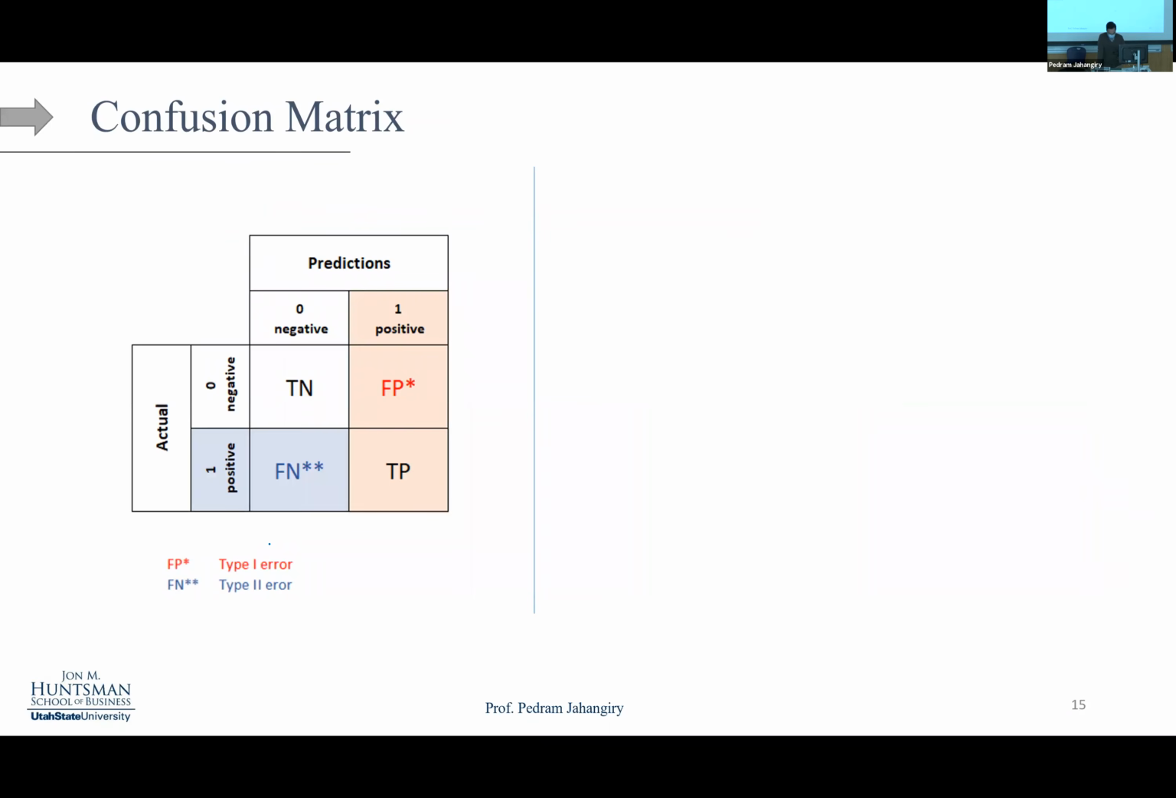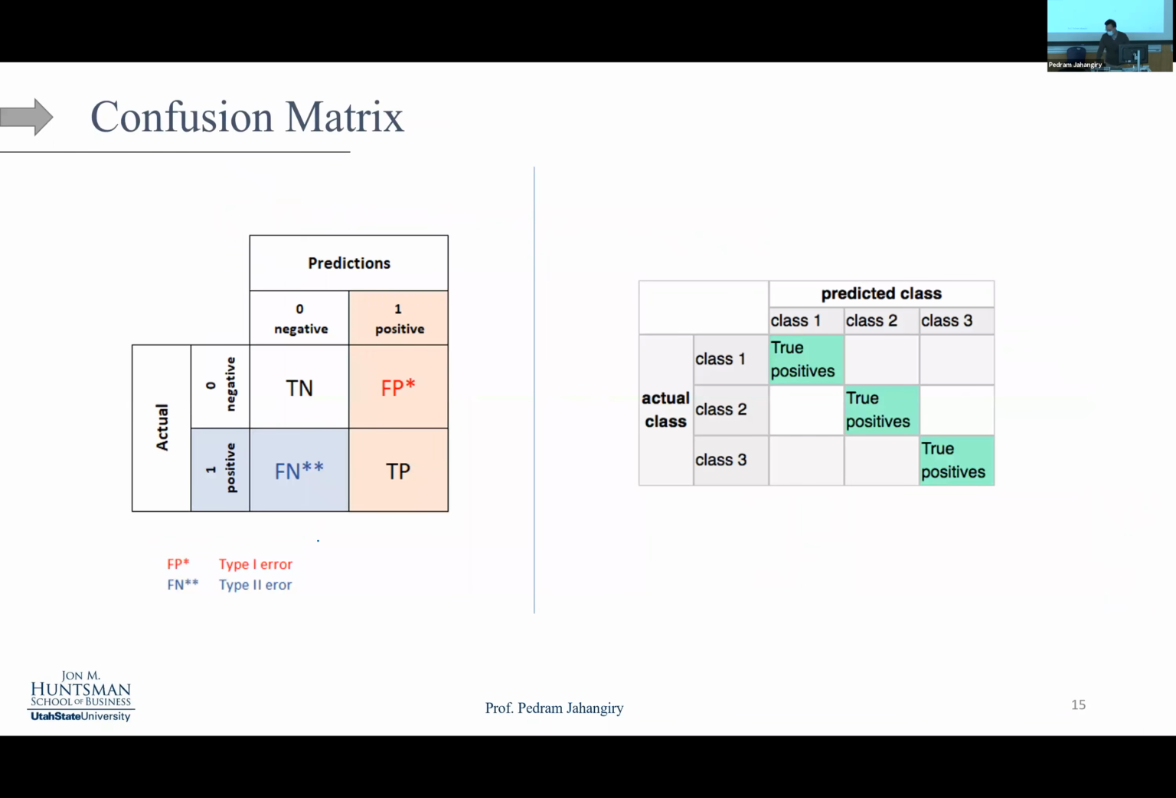So confusion matrix, we're all familiar with it. In econometric language, we call false positive type 1 error and false negative type 2 error. I think you're familiar with that terminology. But I want you to realize that for logistic regression, we are focusing on 2 classes. So this is a confusion matrix for 2 classes. But that doesn't mean that you cannot come up with a confusion matrix for multi-class. This is an example for 3 classes.